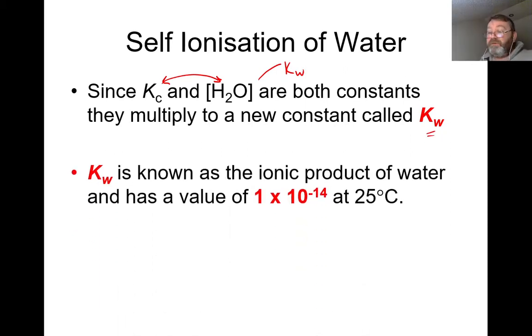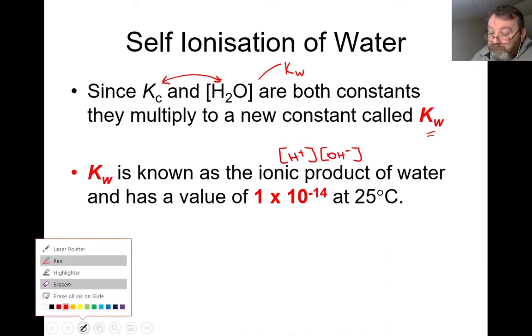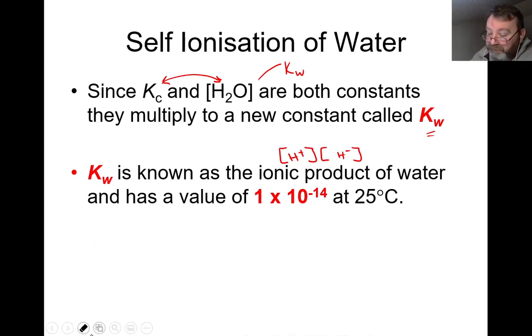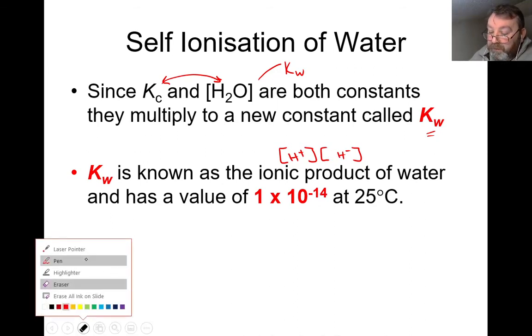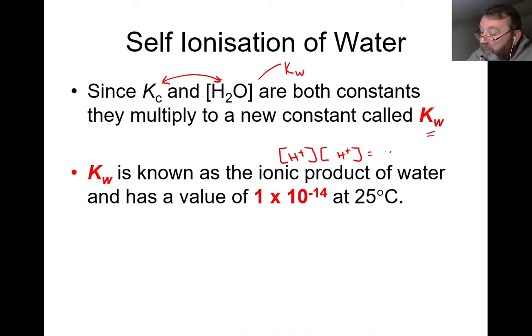Okay, so Kw is known as the ionic product of water, for the very simple reason that you're multiplying the concentration of H plus by the concentration of OH minus. But because they're both the same, we could say the concentration of OH minus is exactly the same as the concentration of H plus. So therefore, we can write the ionic product of water as H plus squared. And it has a value of 1 by 10 to the minus 14 at 25 degrees.